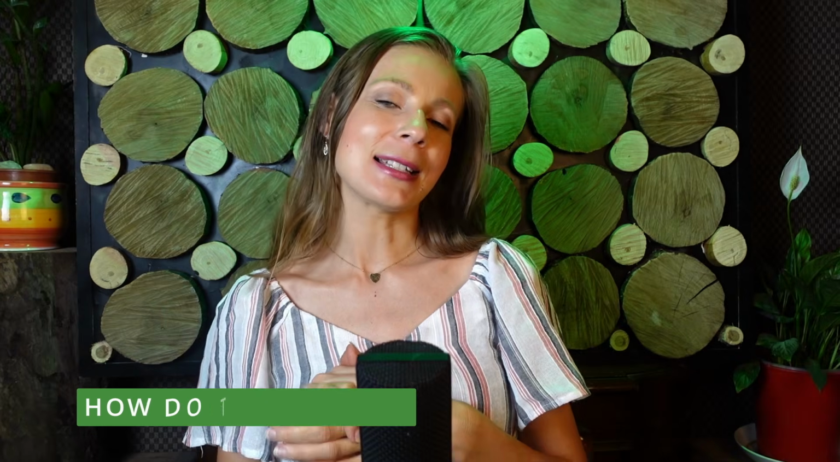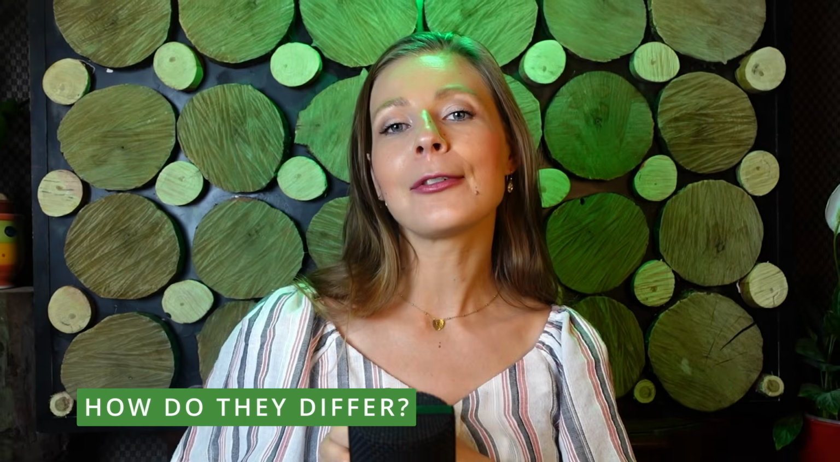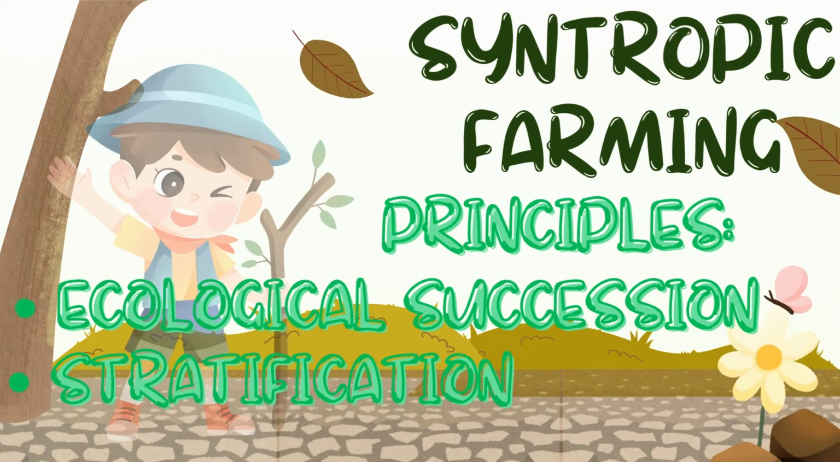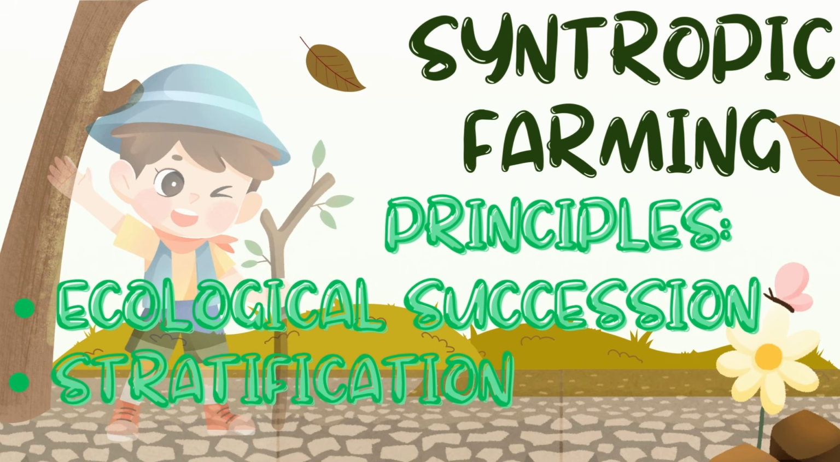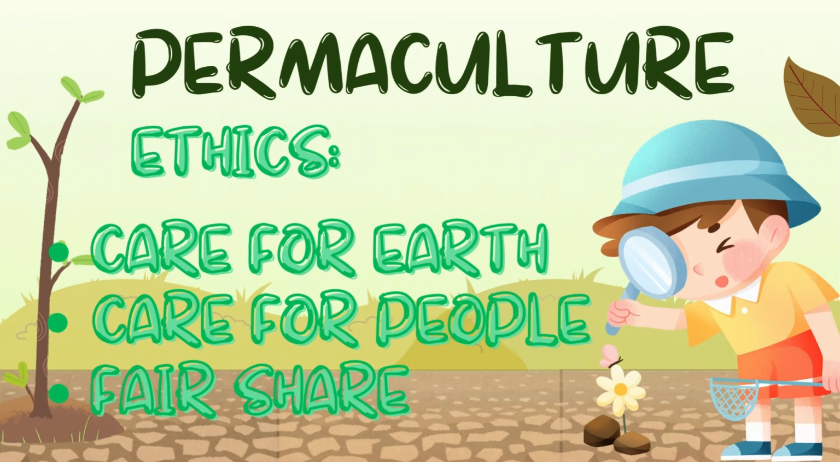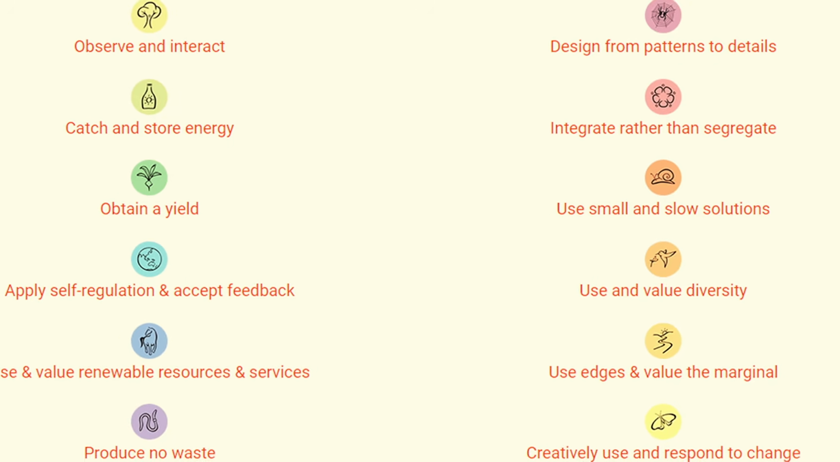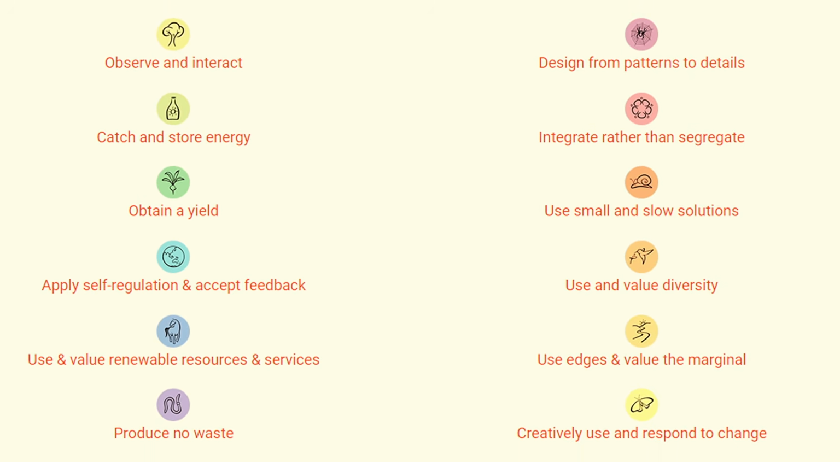What about the differences? Both have different foundational concepts. Syntropic farming is based on principles of ecological succession, stratification, and the dynamics of natural ecosystems. And permaculture is rooted in three core ethics: care for the earth, care for people, and a set of design principles that guide sustainable living and agriculture.